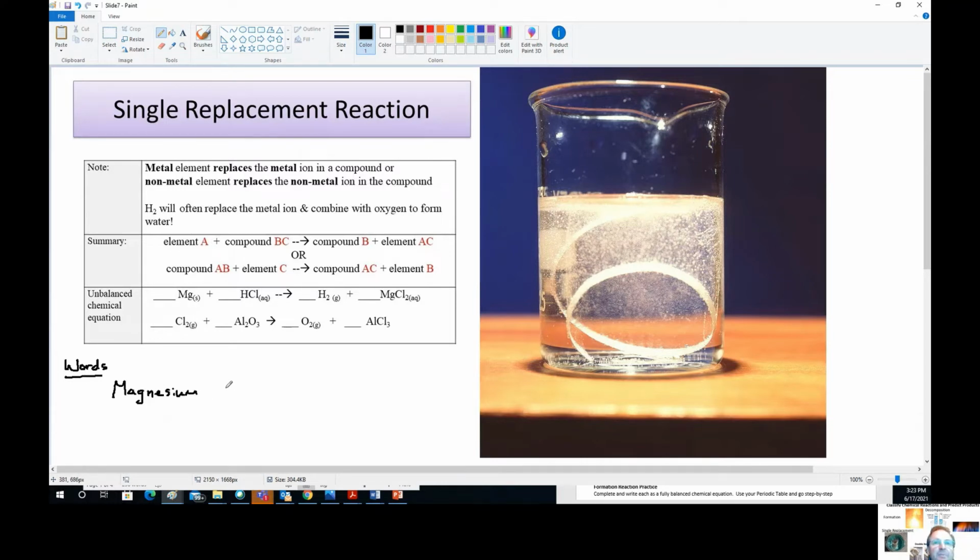So magnesium is placed in HCl. You can see what happens. Hydrochloric acid. Better give you the words first before giving you the formula. Hydro, it's all one word, I just can't fit it on the line here. Chloric acid. And we see bubbles.